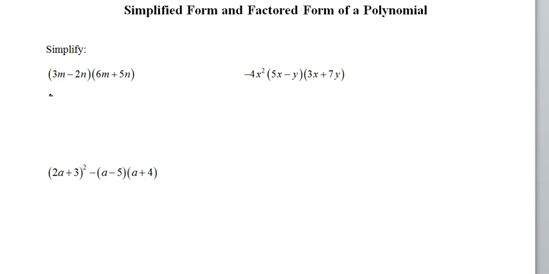Simplified form and factored form of a polynomial. So we're going to start off by simplifying some expressions. This first expression is the product of two binomials, and so we will use FOIL.